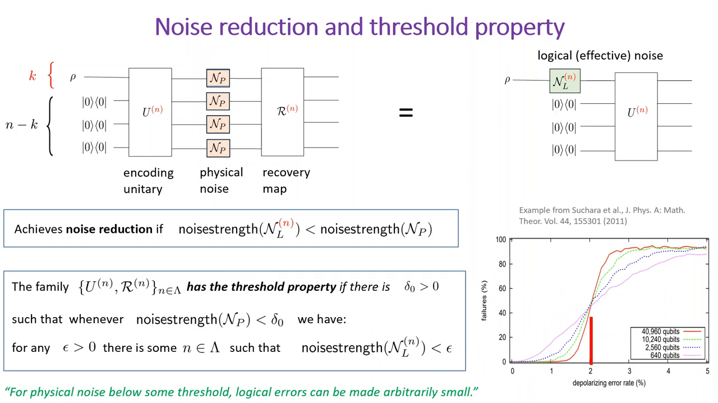Let me now define the threshold property. Here we consider a family of codes and associated recovery maps. This family has a threshold property if the logical noise can be made arbitrarily weak whenever the physical noise strength is below some threshold. That is, by choosing the right code, for example one with a sufficiently large number of physical qubits, the logical noise strength can be pushed below any given noise tolerance epsilon. Here's an example of a family of qubit codes with this property. We show that oscillator-to-oscillator codes do not have this property.